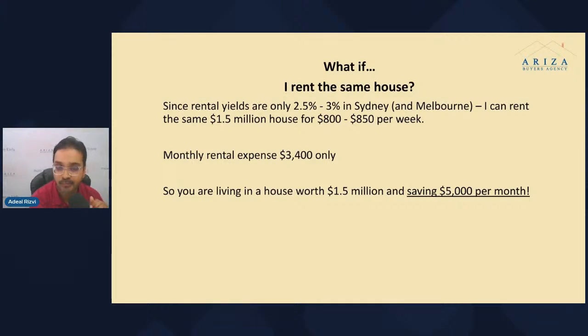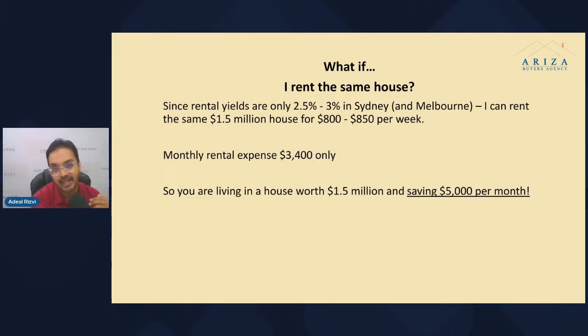So if I bought that property, I was paying 8,300, 8,500. But if I'm renting that property, I'm only paying 3.5 grand. So essentially, I'm enjoying the same lifestyle. I can live wherever I want. I can choose whatever schools my kids want to go to. I can choose whatever area. All I need to do is find the right rental property.